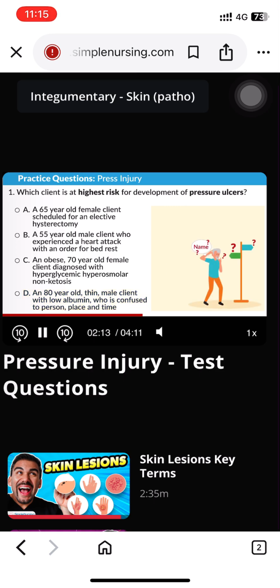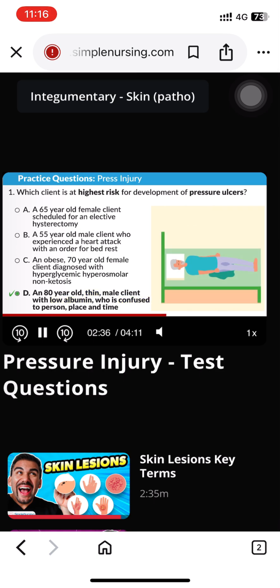So let's break it down. An 80-year-old thin male client with low albumin who is confused to person, place, and time. Yes, this is the most correct because look at the key terms here. We have a thin, old client who is the oldest out of all the options. He has low albumin and is confused. So this client is likely to be bedridden, possibly with incontinence and poor feeding due to the confusion. So option D would have the most risk factors here.